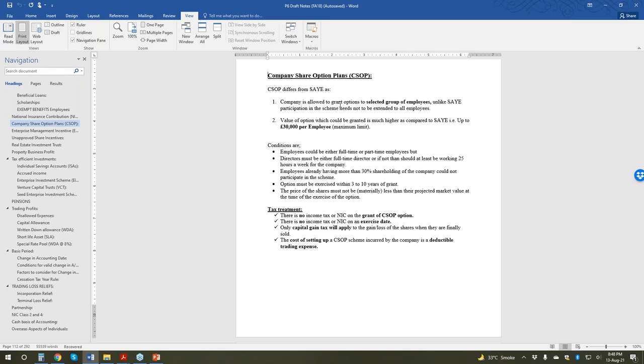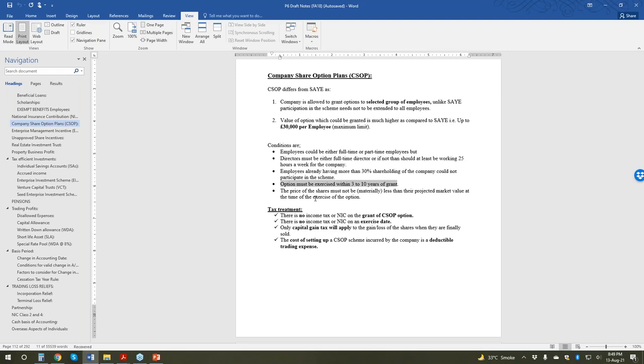Now, what is the tax treatment? There are some other conditions, but these are not required here. Mainly, what we will mention is that the period or the tenure of the options can be within 3 to 10 years.